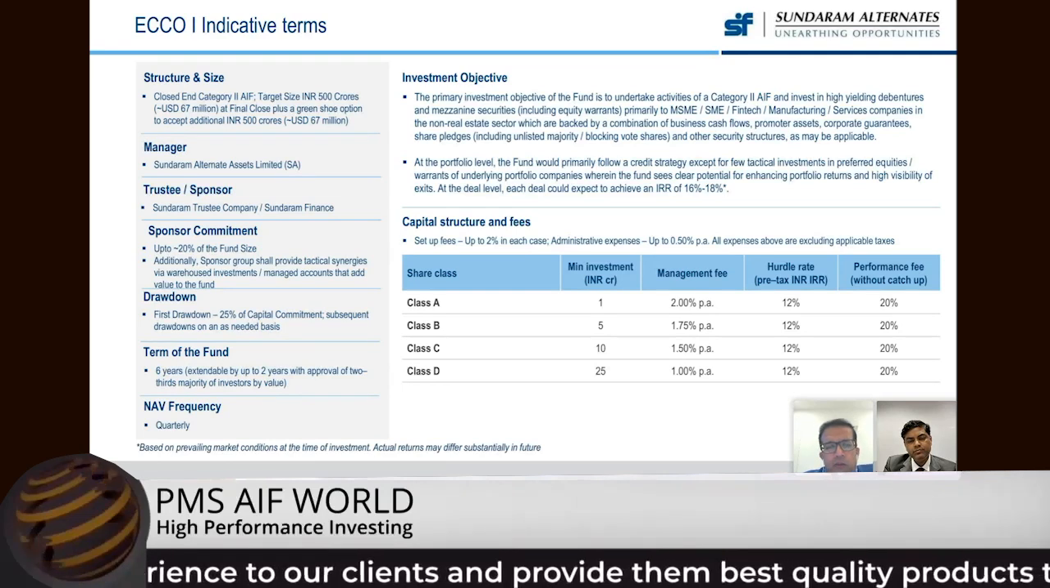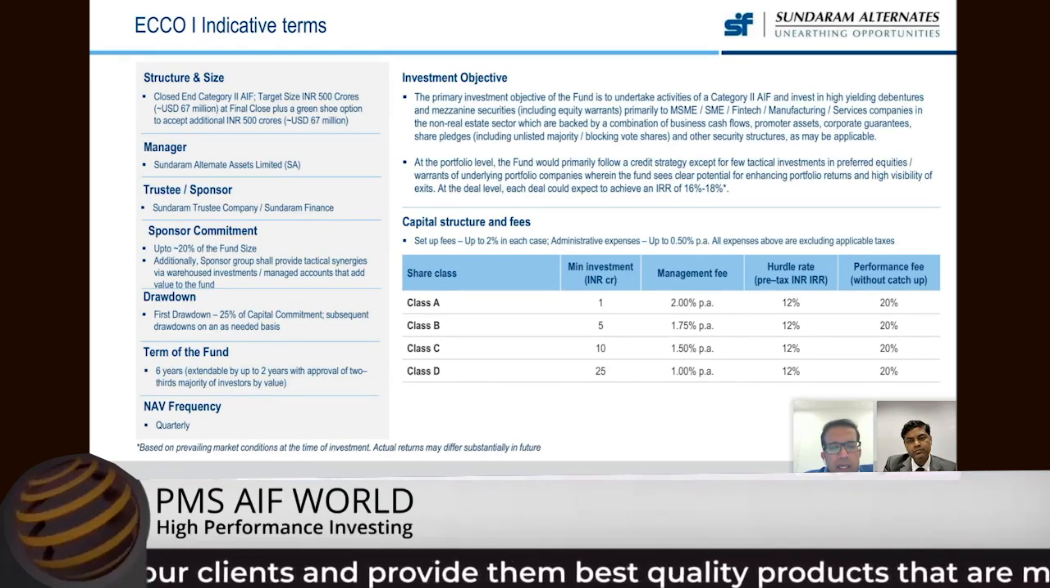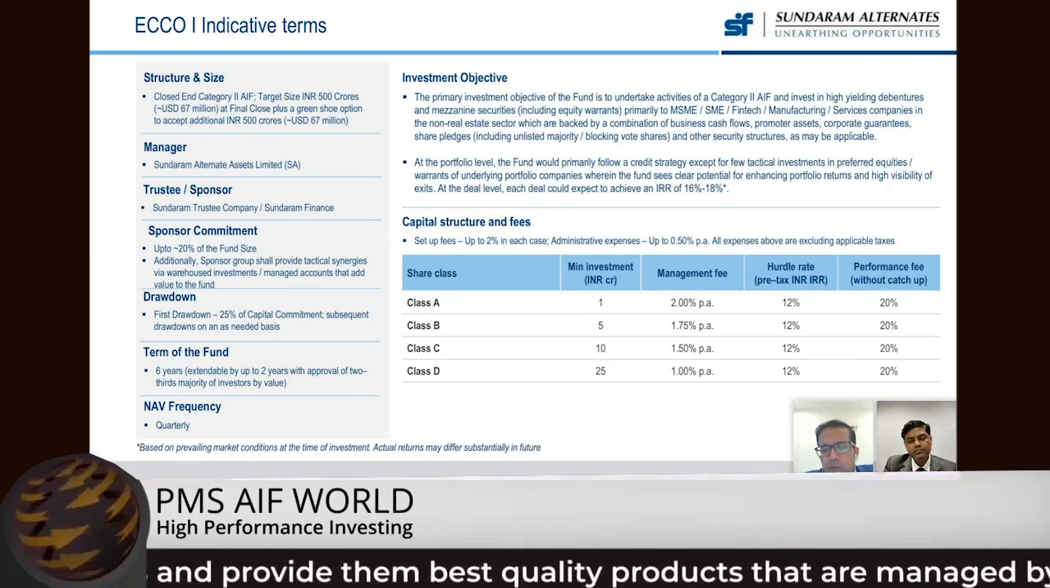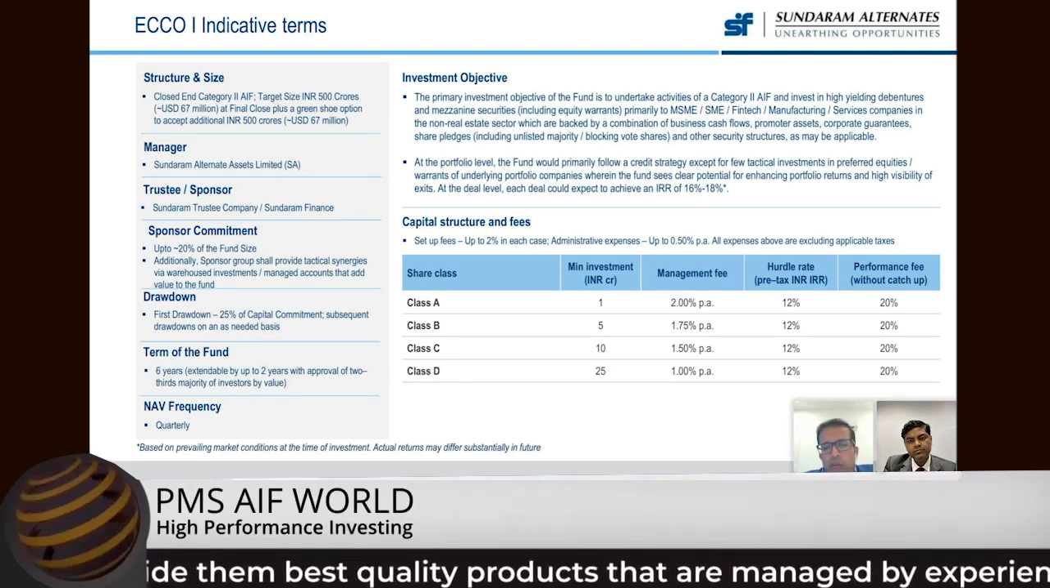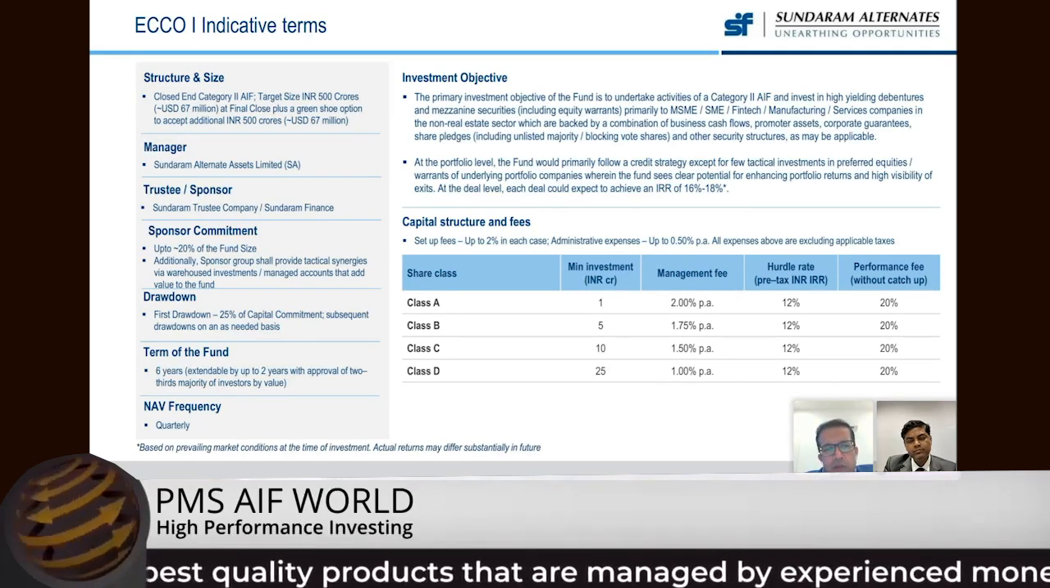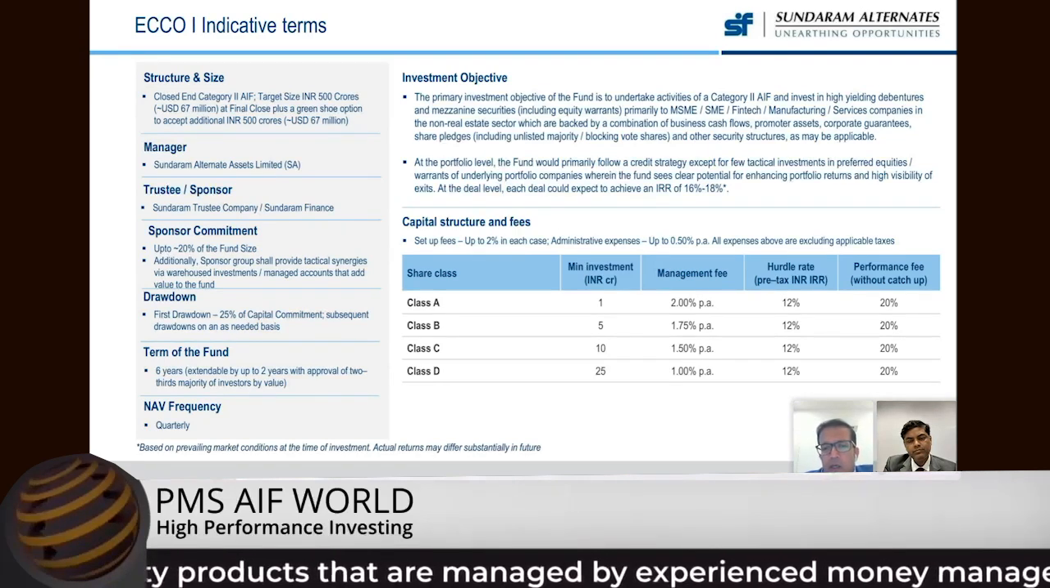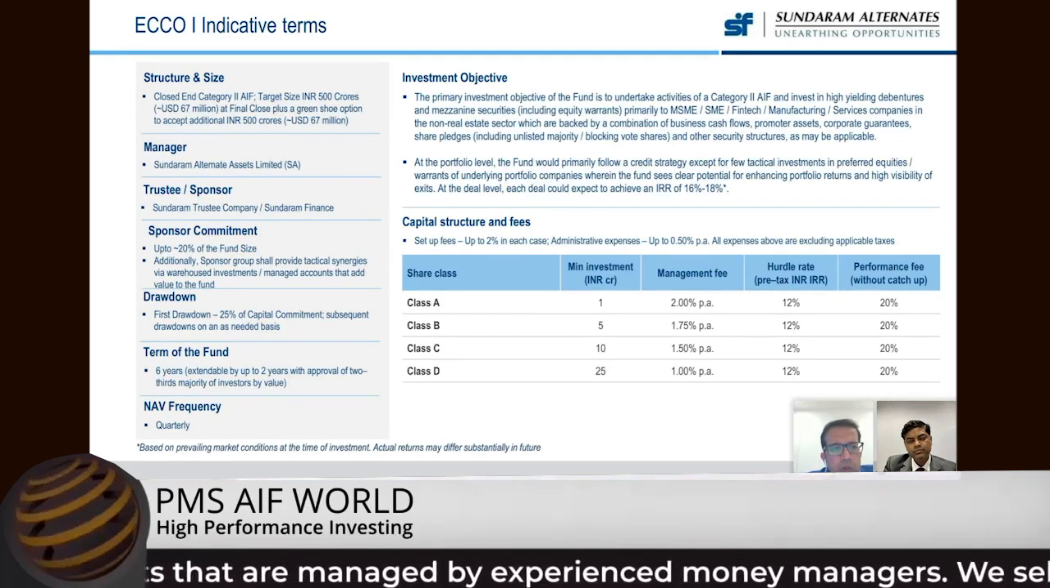We will, like all the other funds, be declaring a quarterly NAV. We'll be circulating quarterly newsletters as we are doing in our real estate credit funds. And so there is full look through transparency in terms of reporting, and everything that you would expect out of Sundaram as an asset manager is something that we are committed to do.